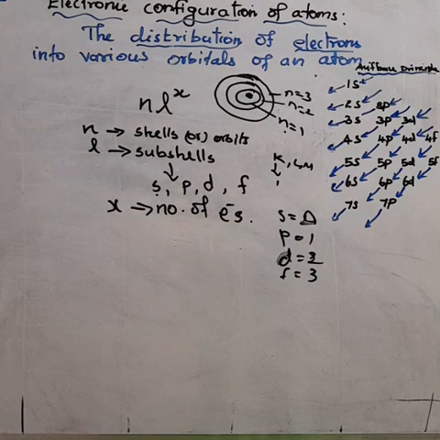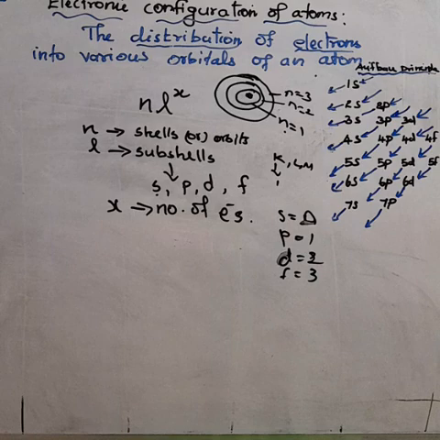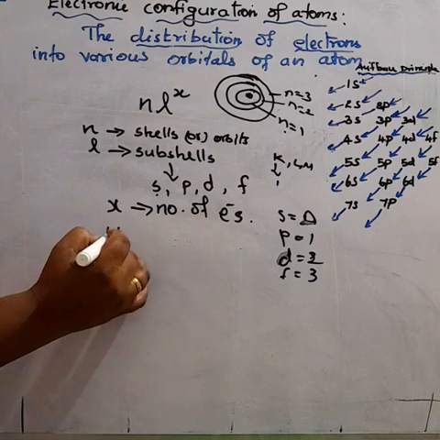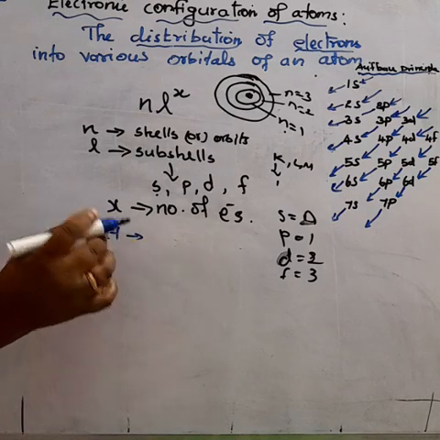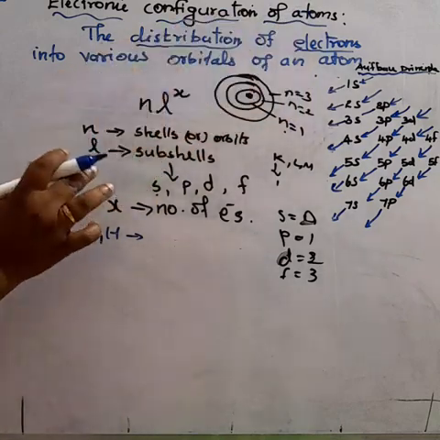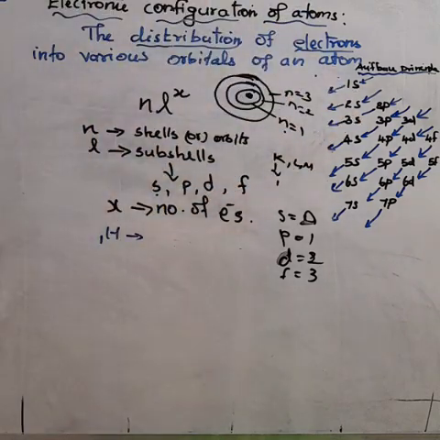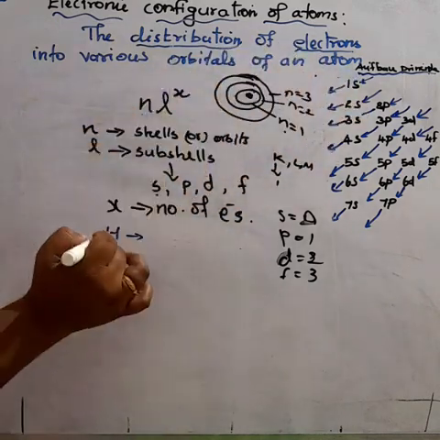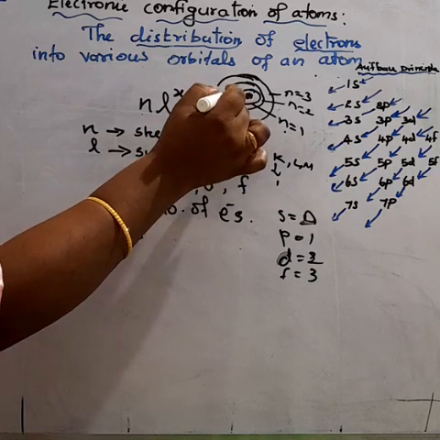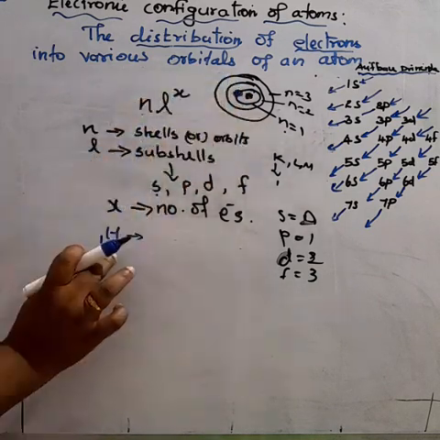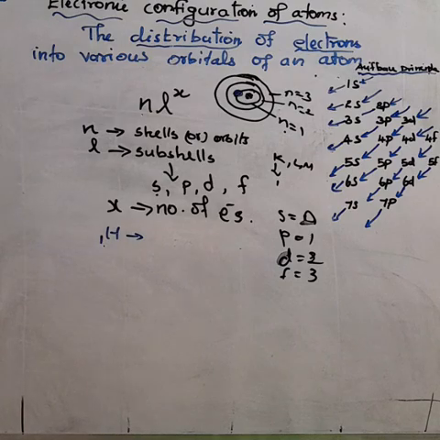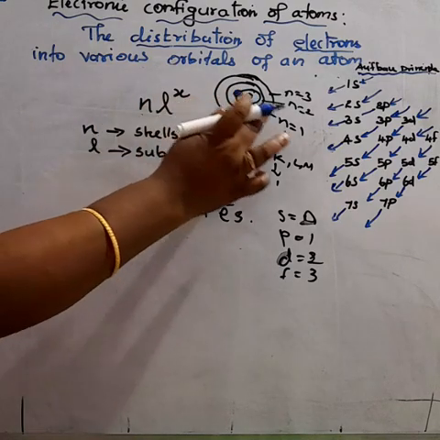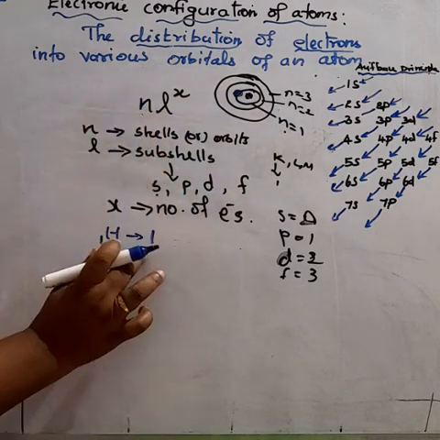And x represents how many electrons are present in that orbital. Let us consider the hydrogen atom, which has only one electron. It occupies the lowest energy orbital. According to the Aufbau principle, how will you write the electronic configuration using this formula? Hydrogen has atomic number 1. So this is the nucleus, and the first shell has only one electron. Here n is equal to 1, so for n we write 1.